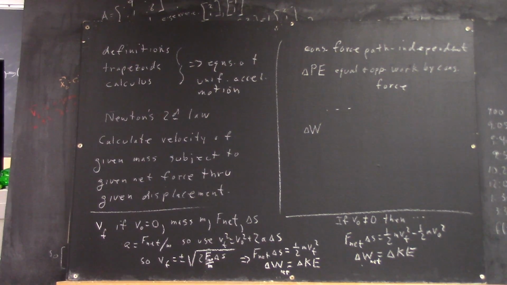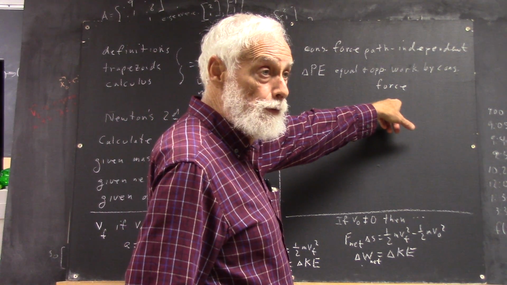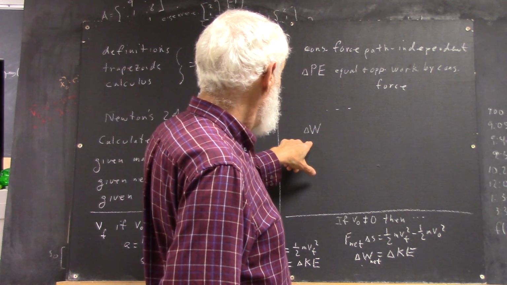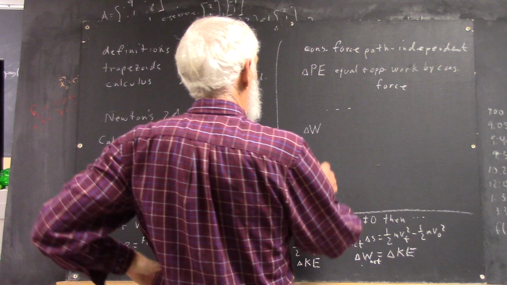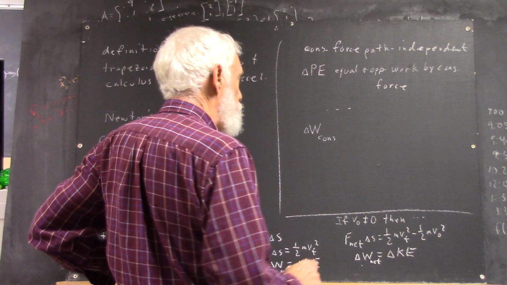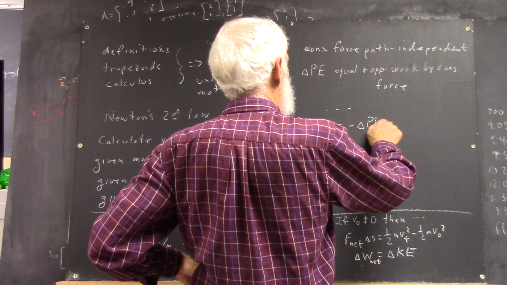Okay, now we define change in potential energy as being equal and opposite to the work done by the conservative force, right? Okay. So the work done by the conservative force is equal to the negative change in potential energy.